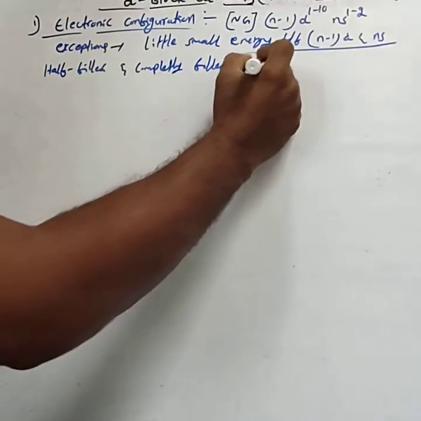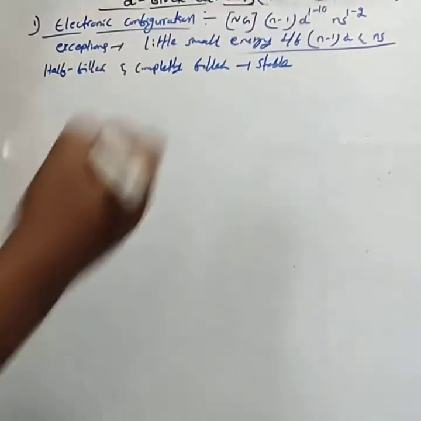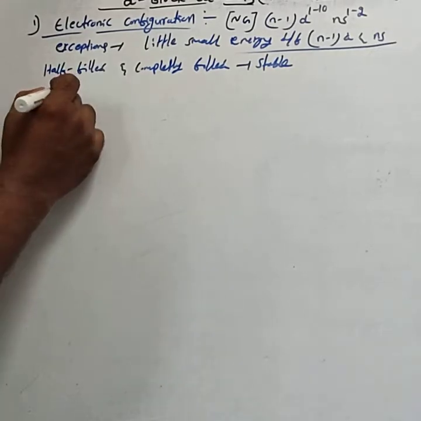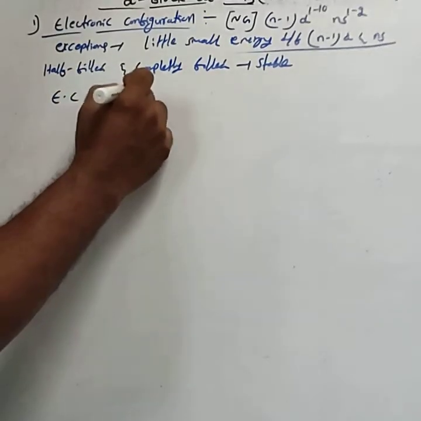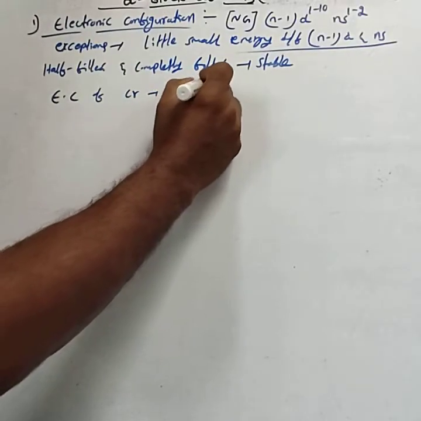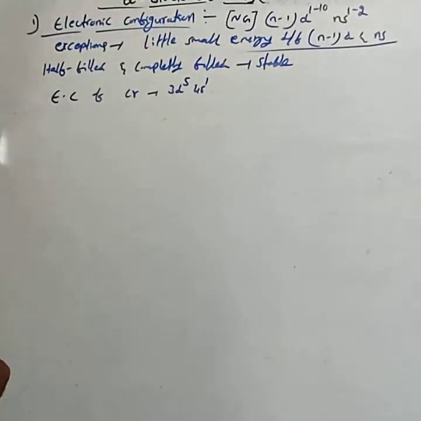Half-filled and completely filled orbitals are more stable in nature. Based on that, the outer electronic configuration of chromium is 3d5 4s1.